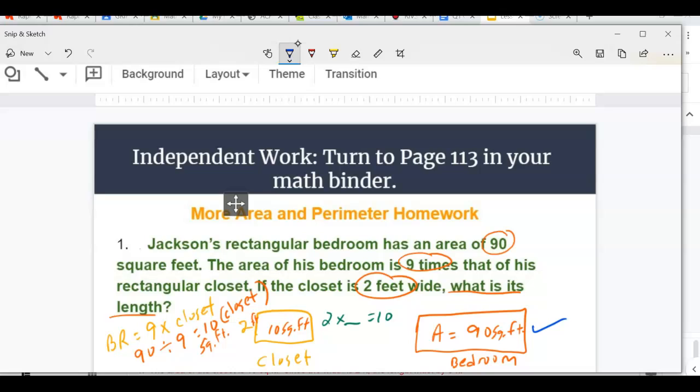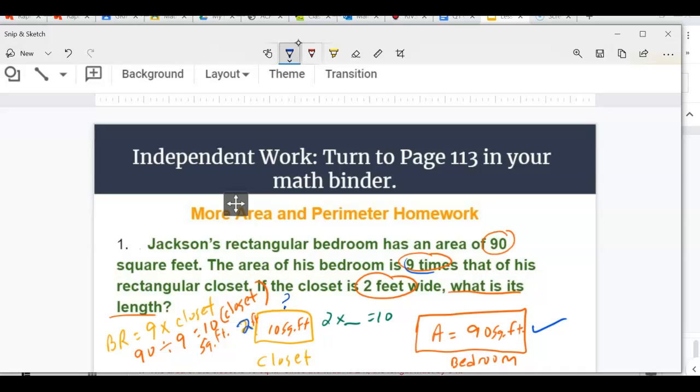The area of his bedroom is 9 times that of his rectangular closet. So we have two different things here that we're working with, the bedroom and his closet. His bedroom is much bigger than his closet. In fact, his bedroom is 9 times that of his actual closet. And we also know that the closet is 2 feet wide. So over here, his closet is 2 feet wide. What is his length? We're trying to find out the length of the closet.